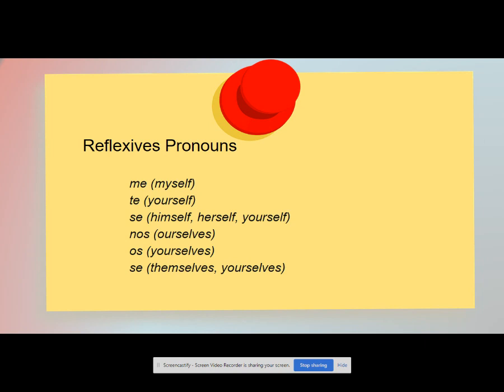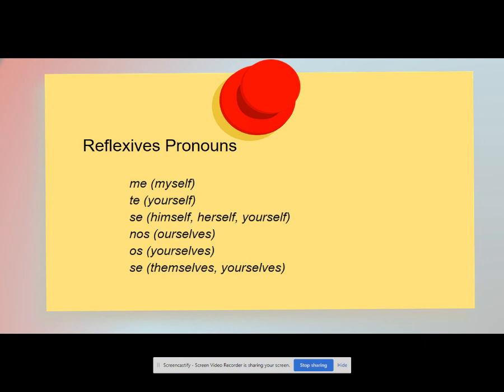So we've used subject pronouns quite a bit, and you're going to continue to use them. So this is a second set of pronouns that you'll have learned in this class. You have me, I do this to myself. Te, you do something to yourself. Se, he does something to him or herself. And then you can use it with the formal you. Nos, ourselves. Os, yourselves. And se, themselves or yourselves.